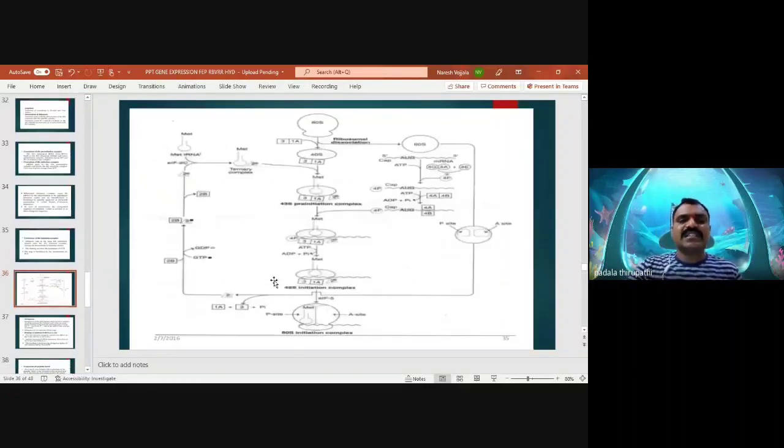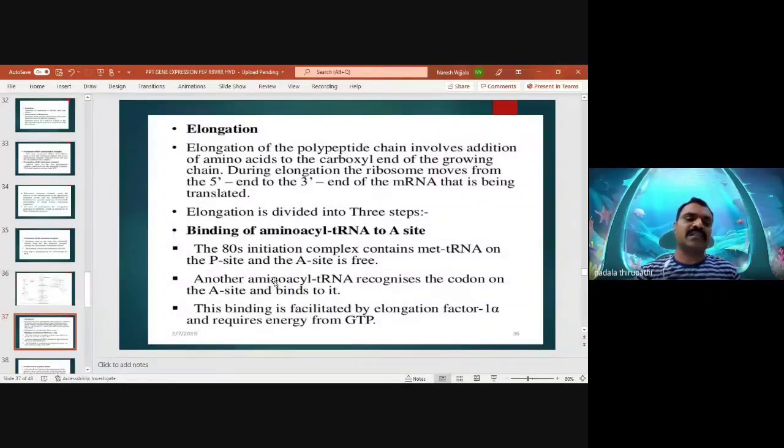Okay, then the second step of translation, that is elongation. Elongation of the polypeptide chain involves addition of amino acids to the carboxyl end of the growing chain. During elongation, the ribosome moves from the 5' end to the 3' end of the mRNA that is being translated. My dear friends, remember, the elongation process is from the 5' end to the 3' end. This is very, very important.